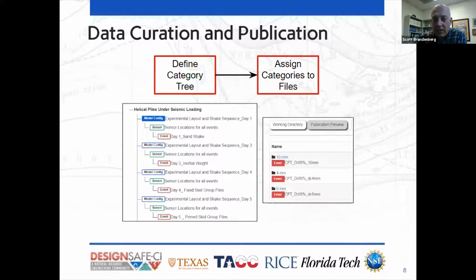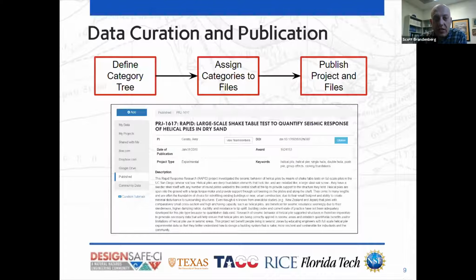Generally, a project will consist of a large number of files, and only some of them are files that you'd want to publish. So there's no requirement to publish everything. You can go in and select which files to publish by categorizing them with the entities that you've defined in the category tree.